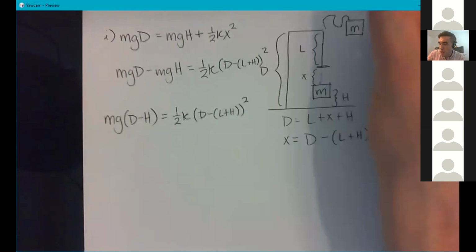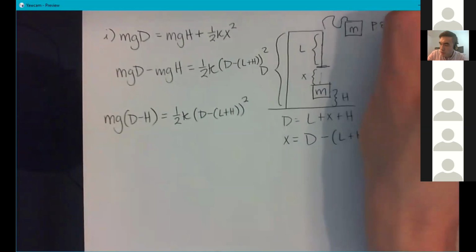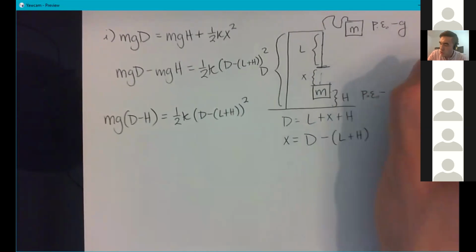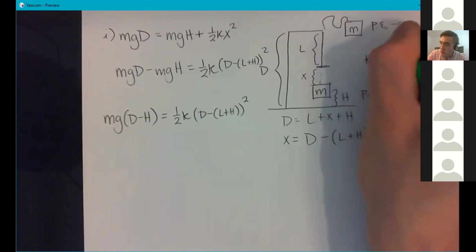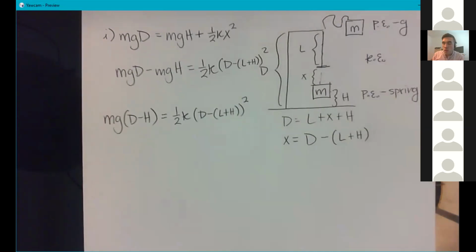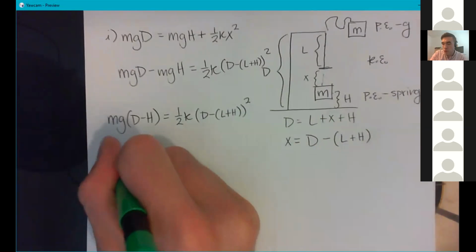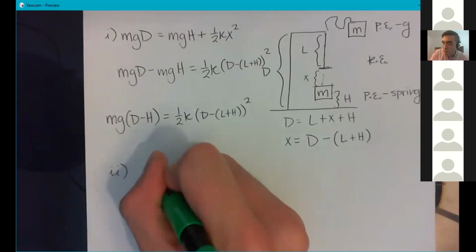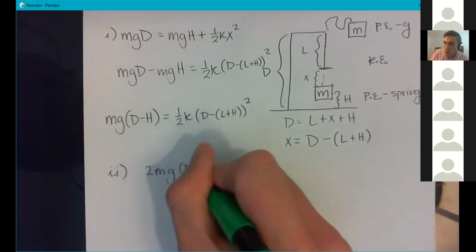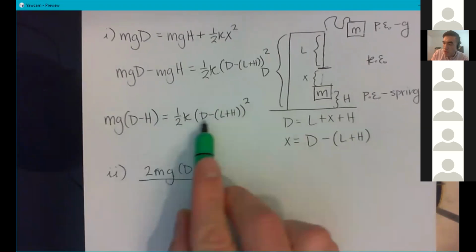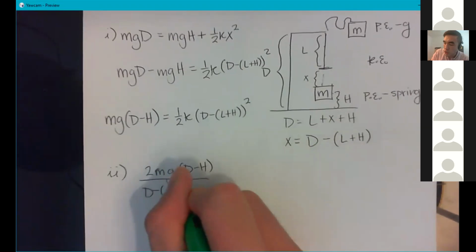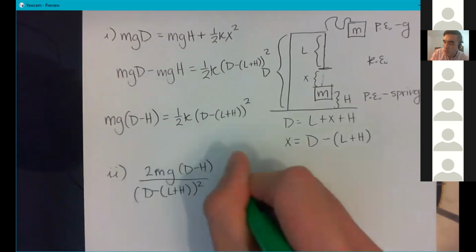So at the top here, we have potential energy due to gravity. At the bottom here, we have potential energy due to the spring. And in the middle, we have kinetic energy, just to round out all of our thinking on part 1. And then for part 2, solve for K, isolate K. So that'll be 2mg(d minus h), divided by (d minus L plus h) quantity squared. This is equal to K.